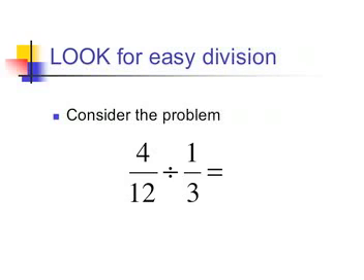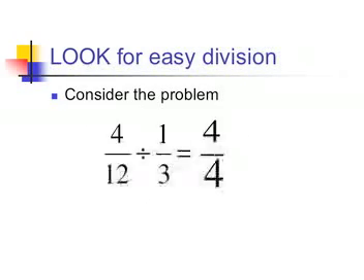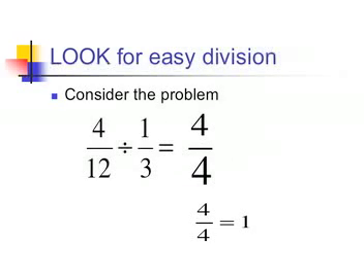Step 1, you want to look for easy division. So consider the problem 4 over 12 divided by 1 over 3. Well, we know that 4 divided by 1 is 4, and we know that 12 divided by 3 is 4. That gives us a new fraction of 4 over 4. Now, of course, we want to put that in lowest terms, and 4 over 4 is the same as 1 whole. Pretty easy, right?